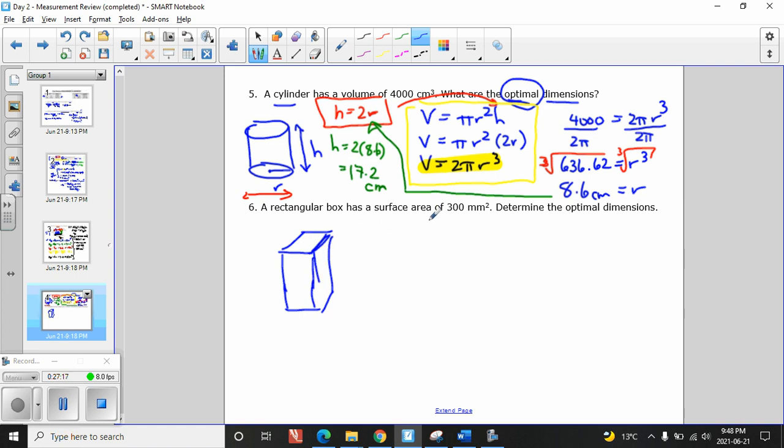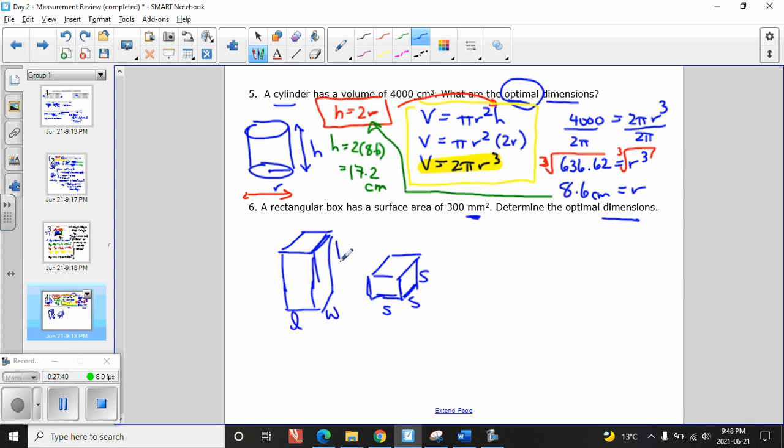So this one has a surface area of 300 millimeters cubed. So this is measuring in millimeters. And again, we want the optimal dimensions. There is a best rectangular prism. The optimal one is actually a cube, with all sides the same.